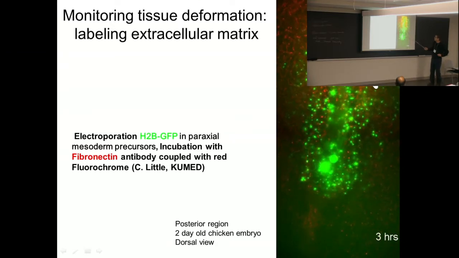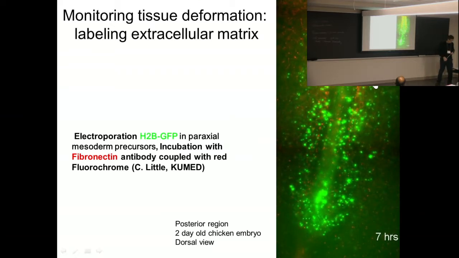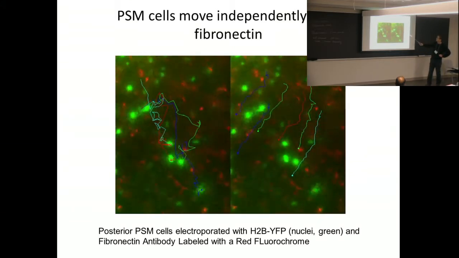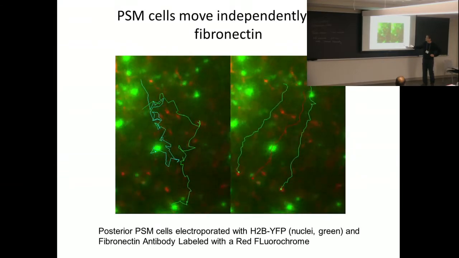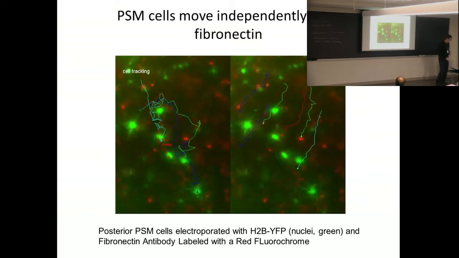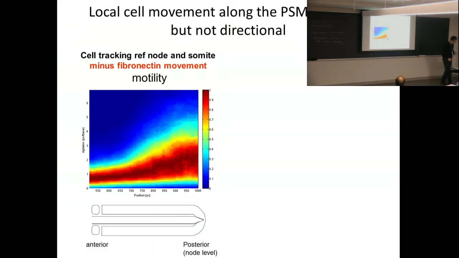And so you can see that the cells, as I just said, are very active posteriorly, and they move around in the extracellular matrix. When you look at higher magnification and you track the fate of the particles of fibronectin and the fate of the cells, you see that the tracks are actually very different. In fact, what you can do is to score the tracks of the fibronectin and then compare them to the tracks of the cells. You can subtract the movement of the extracellular matrix, which represents the deformation of the tissue, from the actual cell movement. And so Paul François did that.